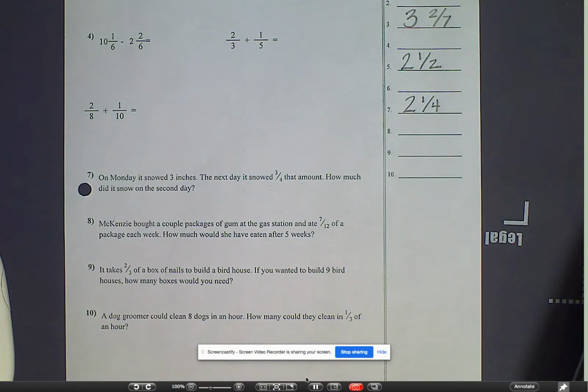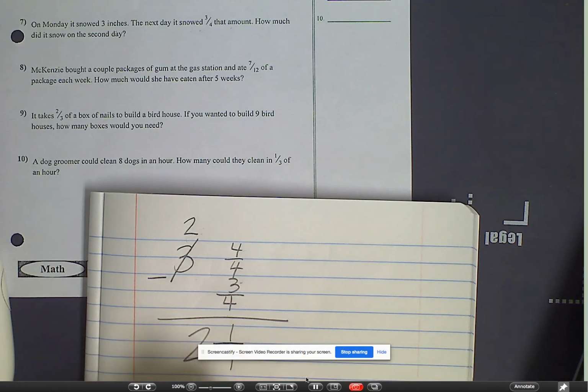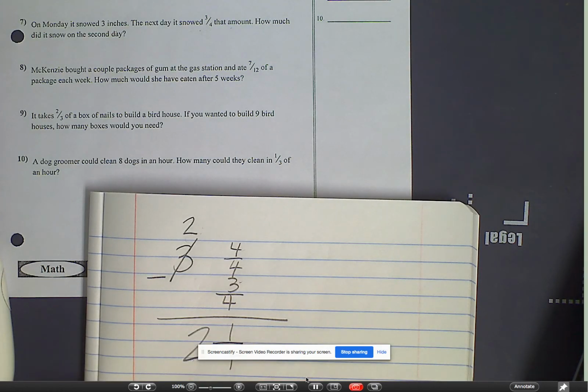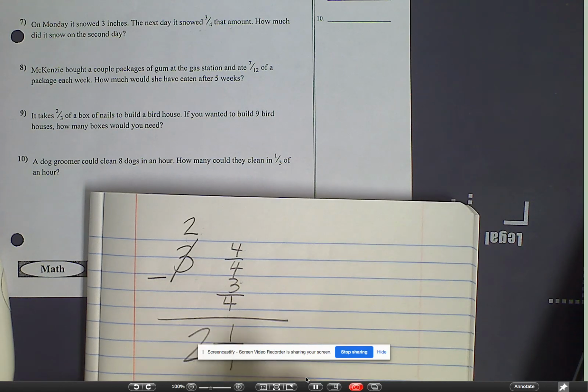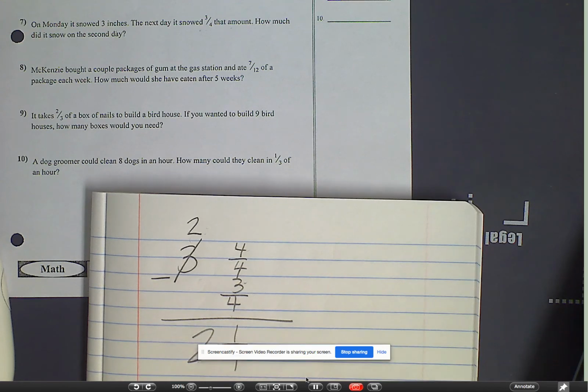Number 9, it takes 2/3 of a box of nails to build a birdhouse. If you wanted to build 9 birdhouses, how many boxes would you need? Okay, so for every birdhouse I want to build, and I want to build 9, I'm going to use 2/3 of a box of nails. So if I'm going to build 9 birdhouses, then I'm just going to times this by 9. Okay, so 9 times 2 is 18. 3 times 1 is 3.